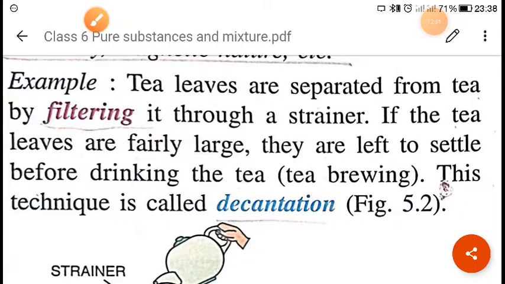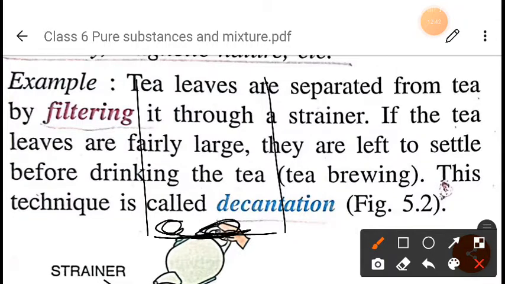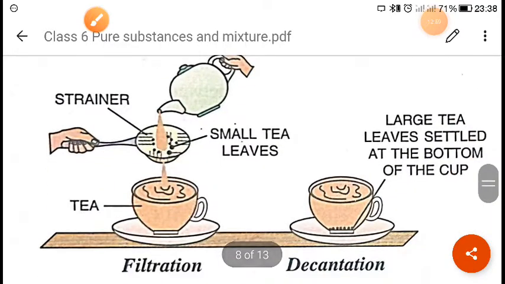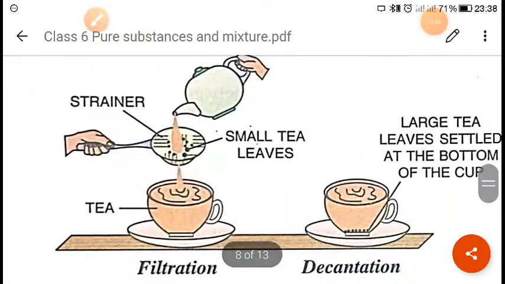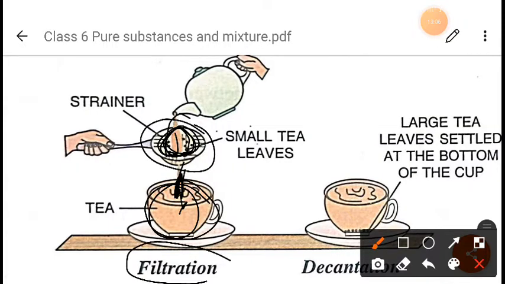So this is one process. Another process is, if the tea leaves are bigger, we leave that tea in the container, and after some time the tea leaves will come and settle down below the container, right? And now you can easily pour out that tea and drink, right? As you can see, this one is called what? Strainer. You have seen it in your home, right? What we are doing is just pouring it in here. So whatever tea leaves are here will get stuck here, and only the tea we will get here. So this process is called filtration.